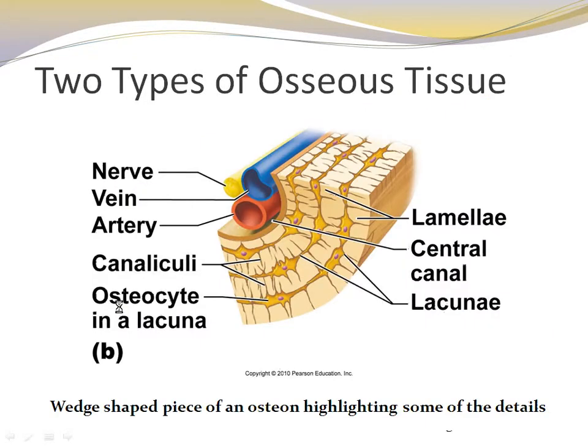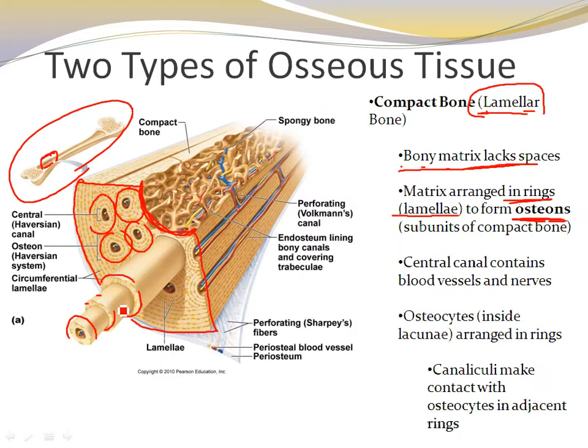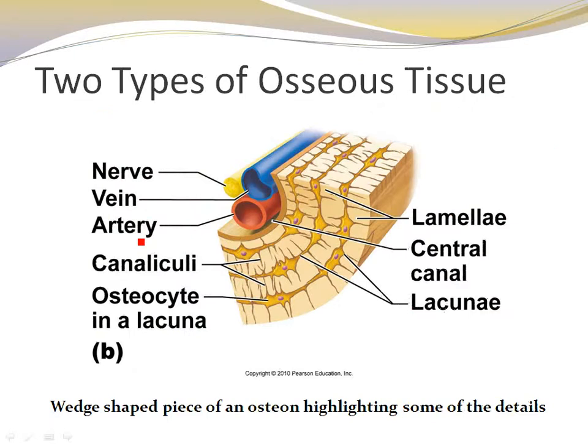Yeah, let's zoom in on this next slide. What I'm going to do is show you some of the features of an osteon by zooming in on a little wedge-shaped piece of just one of these subunits. And that's what we see here. We're looking at just one little wedge-shaped piece of an osteon.